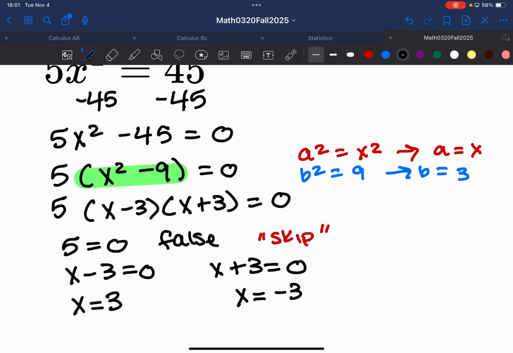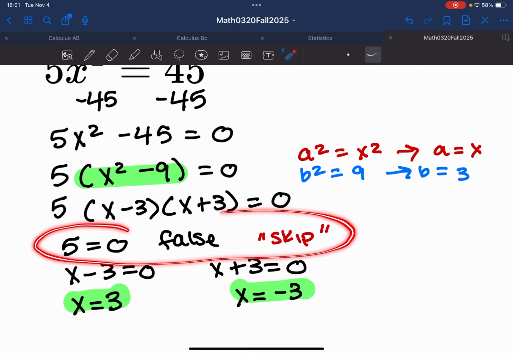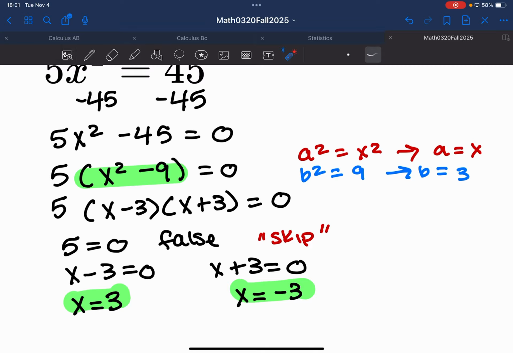So how many answers do I have for this equation? 2, right? I have positive 3 and negative 3. And this doesn't count because that gave me a false statement. 5 cannot equal 0. That doesn't make sense, so I skip it. Is that the 5 that we're supposed to read out? Yes, and we brought it down. That was our GCF, and we brought it down here. Once we bring it down, since everything's equal to 0, we have to set every single part equal to 0. Okay.